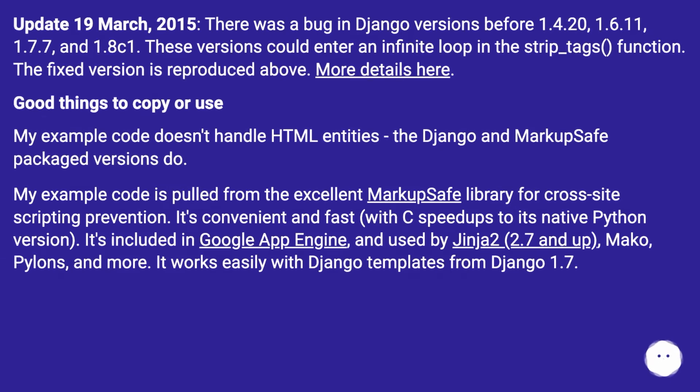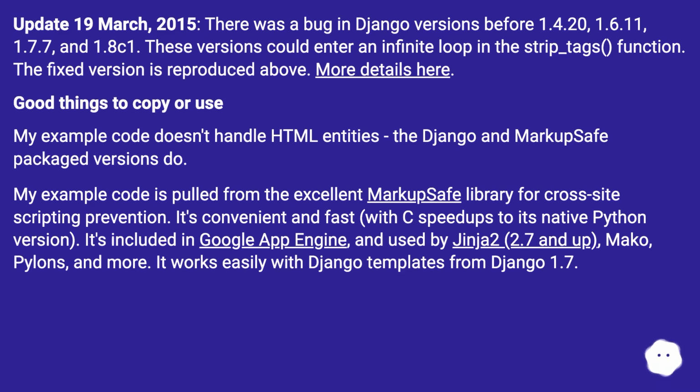Update March 19, 2015: there was a bug in Django versions before 1.4.20, 1.6.11, 1.7.7, and 1.8c1. These versions could enter an infinite loop in the strip_tags function. The fixed version is reproduced above. More details here. Good things to copy or use.